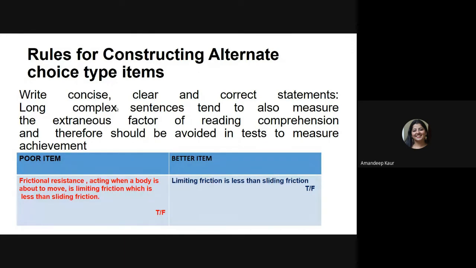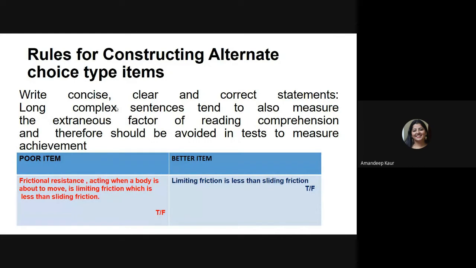So rather than writing long sentences, rather than adding the component of reading comprehension in a paper or in a test, the teacher needs to come directly to the statement that he or she wants to evaluate. So for the item, frictional resistance acting when a body is about to move is limiting friction, which is less than sliding friction, the teacher can simply write it as limiting friction is less than sliding friction. So a basic level of understanding is already developed.